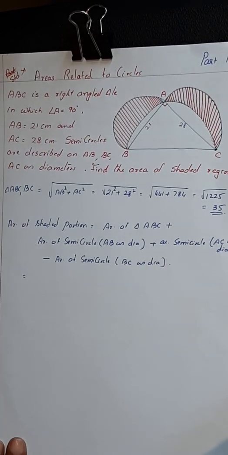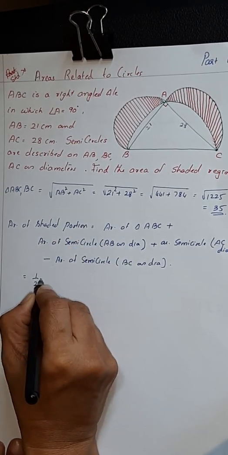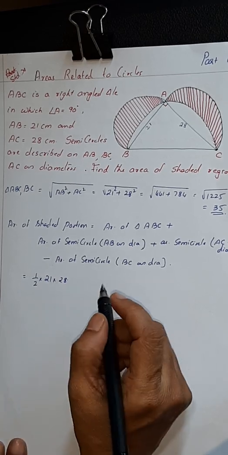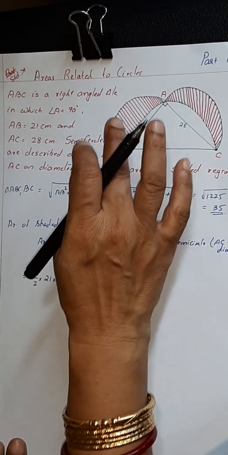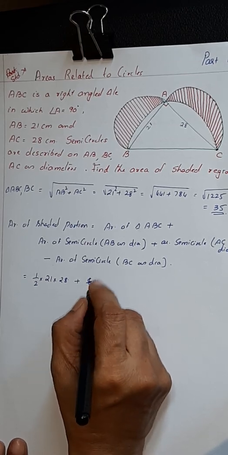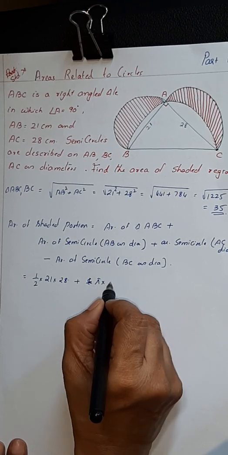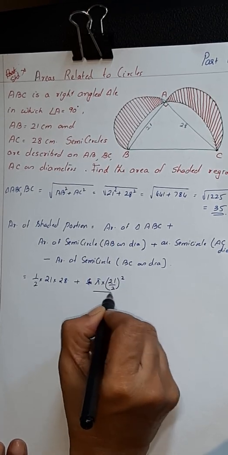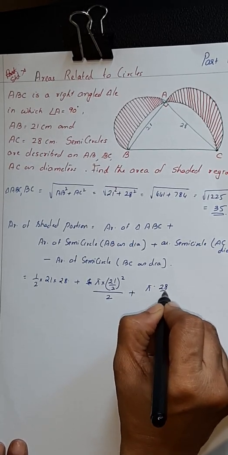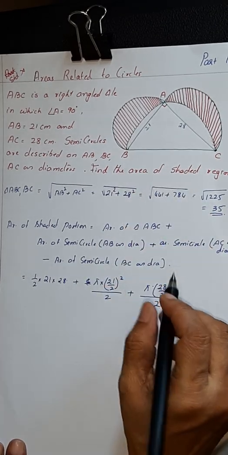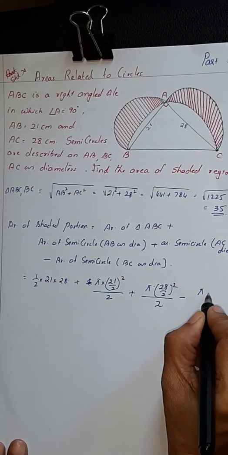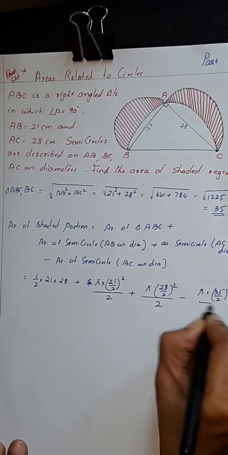So this is equal to, the area of triangle ABC will be half base into height, so half into 21 into 28, plus the area of the semicircle with AB as the diameter, pi r squared by 2, so pi into (21 by 2) squared by 2, plus pi into (28 by 2) whole squared by 2, minus, again it is a semicircle, so pi into, we know BC is equal to 35, so (35 by 2) squared, pi r squared by 2.